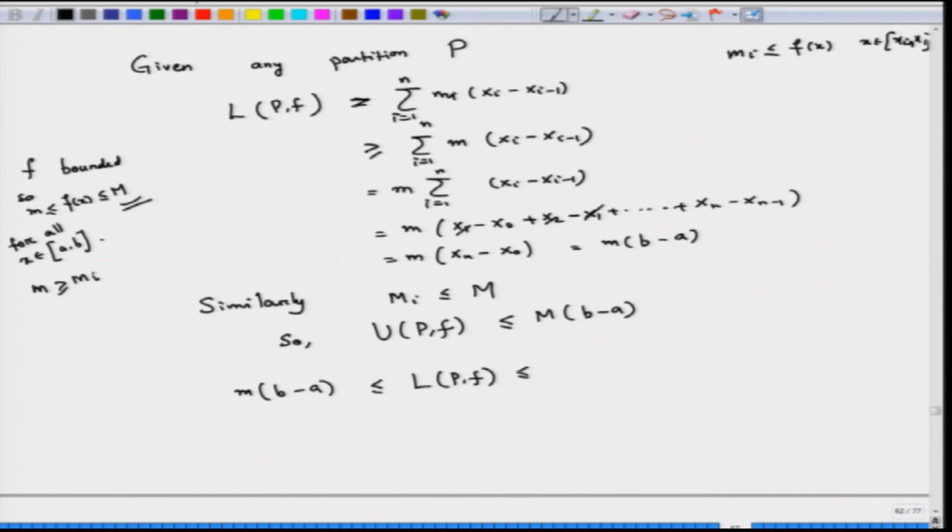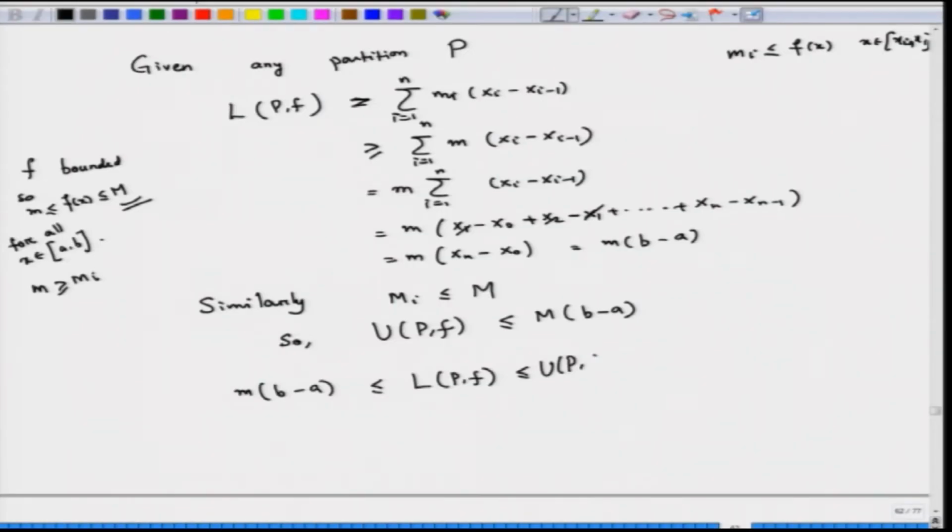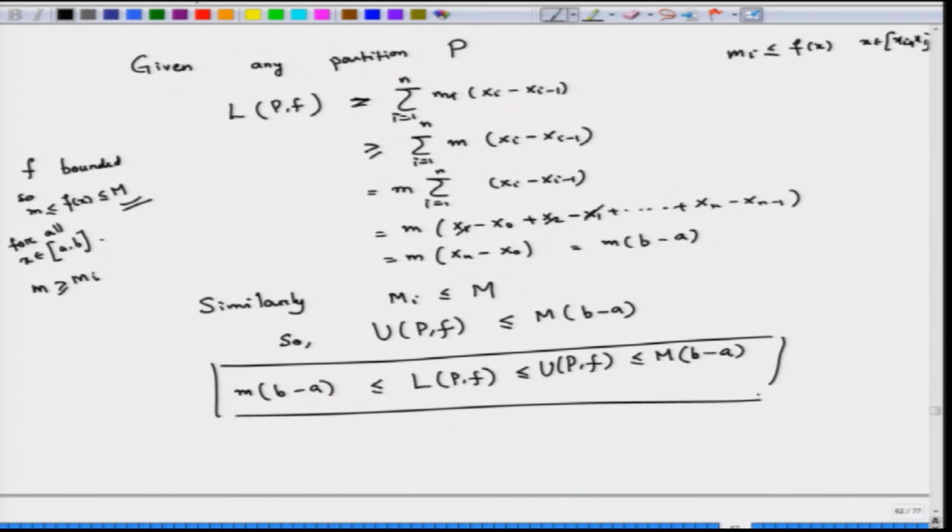L(P, f) is always less than or equal to U(P, f), because on x_{i-1} to x_i, for L(P, f) we are considering the minimum value of f, and for U(P, f) we are considering the maximum value of f. So, this is U(P, f), which is less than or equal to M(b minus a). This is what we observe very easily. This is true for any partition. It does not matter how small the pieces are that you take in the partition.